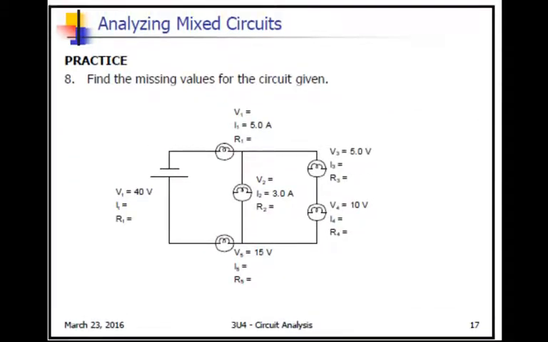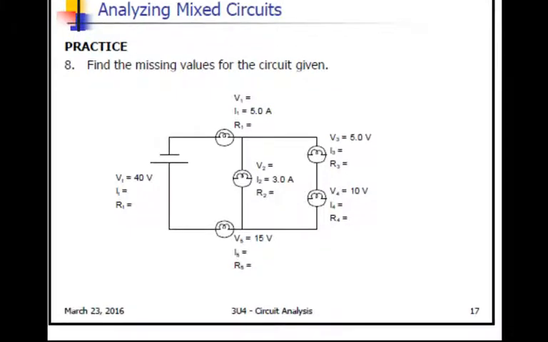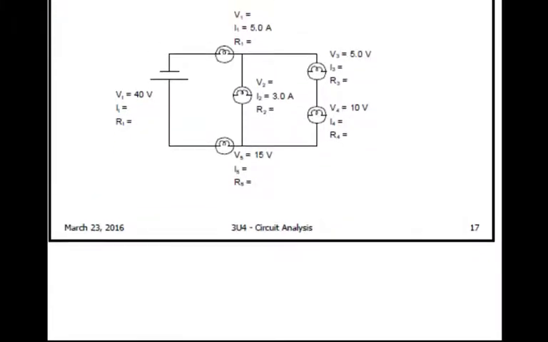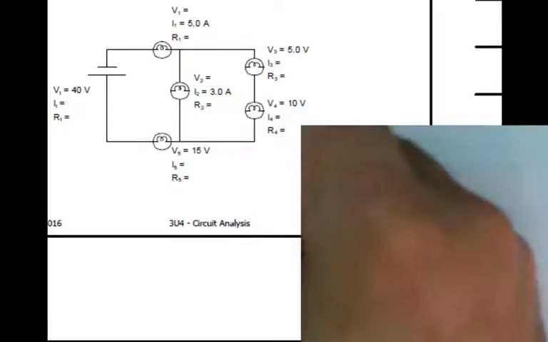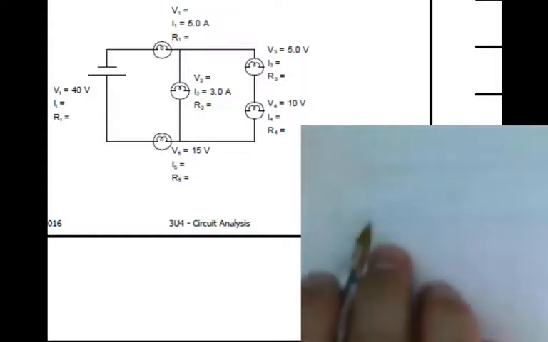What about this circuit here? So here we're showing resistors as lamps. The concept is still the same though. Let's find all of the missing values in this circuit. I need to find these values. Let's write them all down.